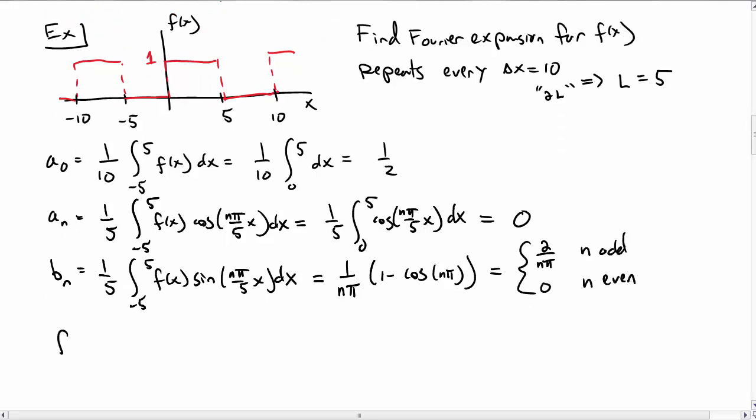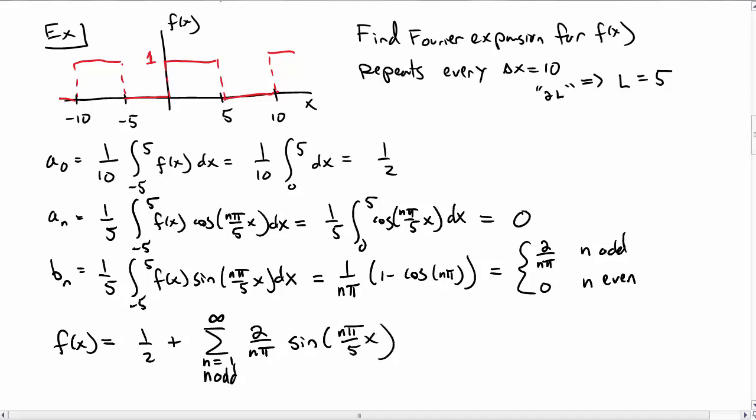n is even. So our Fourier expansion for this arbitrary period is 1/2 plus the sum on n's where n is odd, 2 over n pi sine of n pi over 5 x. So now we figured out how to write the Fourier series for an arbitrary period.